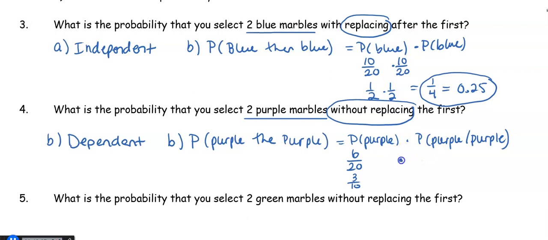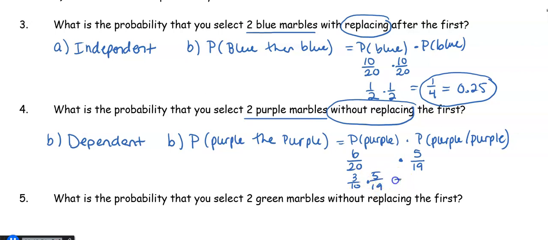Now my second probability here of purple given purple, there were 6 purples in that bag, but I took one of those purples out and I set it aside. So now I no longer have 6 purples in the bag. I only have 5 purples in the bag. And I no longer have 20 marbles. I have 19 marbles. 5 out of 19, that doesn't reduce.